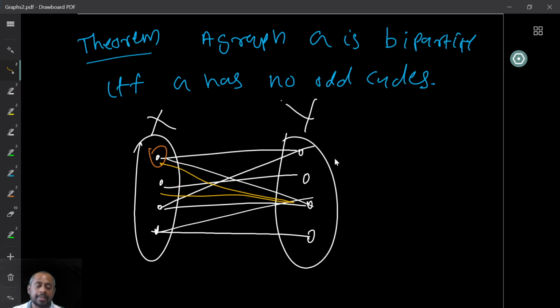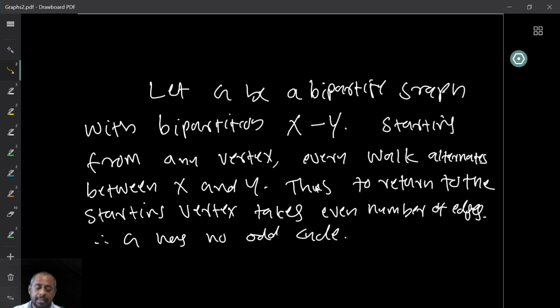Now I go to the right and then come back. Again go to the right and come back. So since every closed walk is of even length, you cannot have an odd cycle, because if there is an odd cycle, you can just trace the cycle, come back to the same vertex, and you get an odd closed walk, but we just proved that every closed walk is of even length. So therefore, one direction is clear. Let G be a bipartite graph with bipartition X, Y. Starting from any vertex, every walk alternates between X and Y. Thus, to return to the starting vertex, it takes an even number of edges. So therefore, G cannot have any odd cycle.